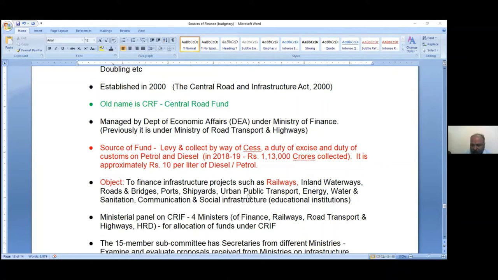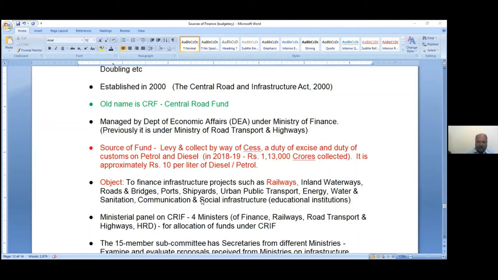What is the source of this fund? CRIF is levied and collected by way of cess, as a duty of excise and duty of customs on petrol and diesel. In the year 2018-19 itself, 1,13,000 crores was collected. It's a very big amount. Whenever you buy diesel or petrol, out of 1 liter cost, approximately 10 rupees goes to this CRIF.